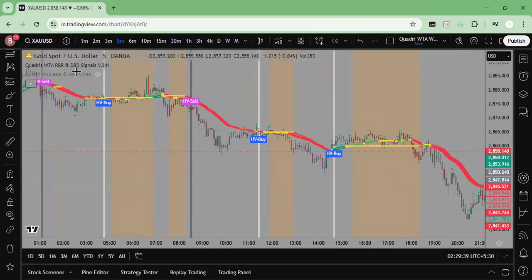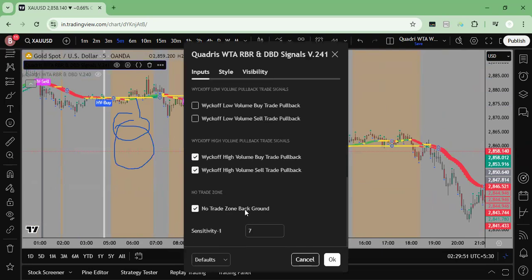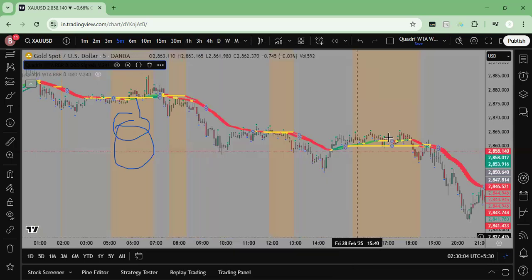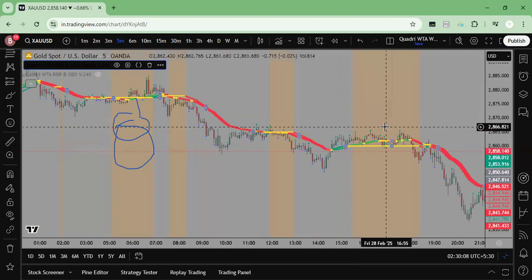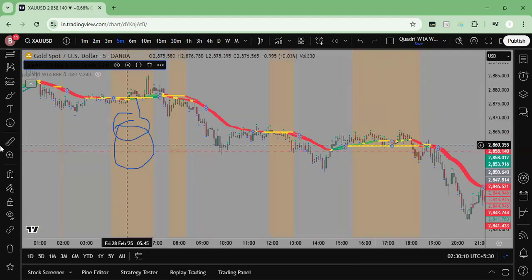Always remember this yellow line and this particular no trade zone. You have to set it in the input settings, and at the bottom of the settings, you would get the no trade zone background option. If you open the no trade zone background, it would highlight that no trade zone, showing whether we should initiate a trade in this particular zone or not. So I hope this is clear.